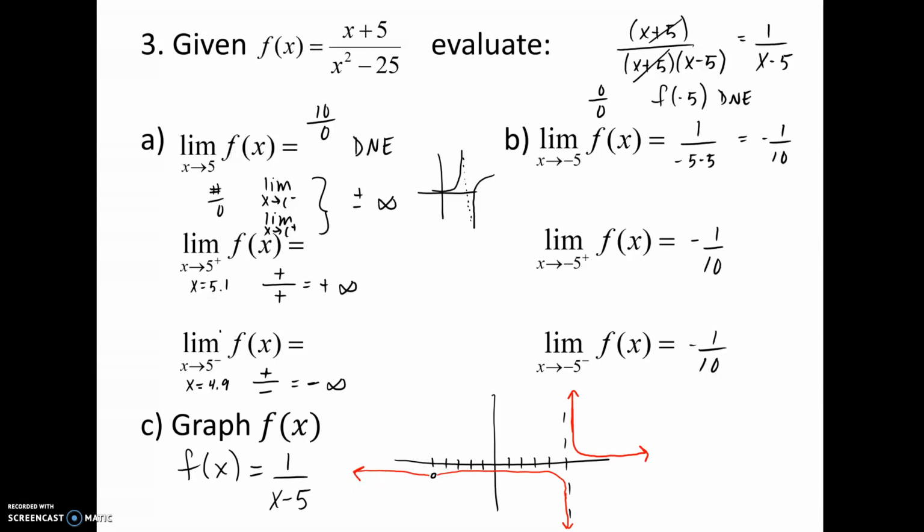So 1 over x minus 5 is a parent function that you should be familiar with what the graph looks like. That's our inverse function. But now I have the hole on the graph, and now we understand what the limits mean as far as those discontinuities.